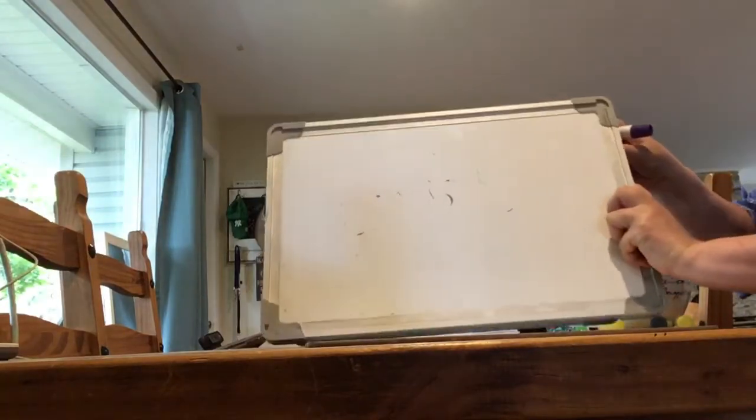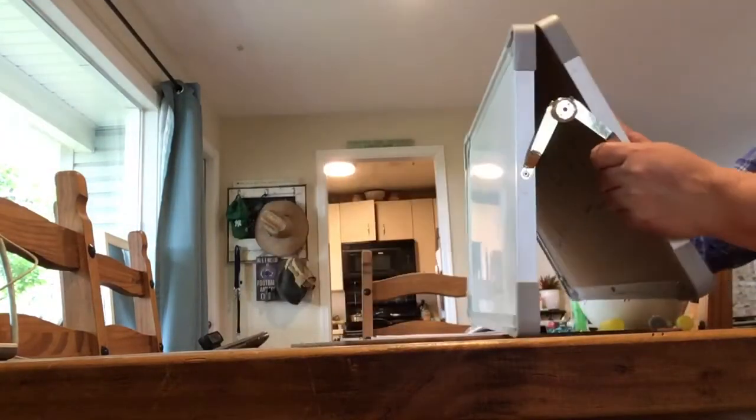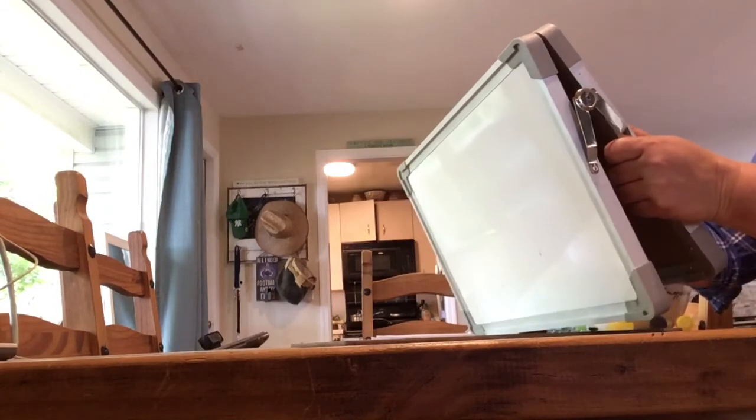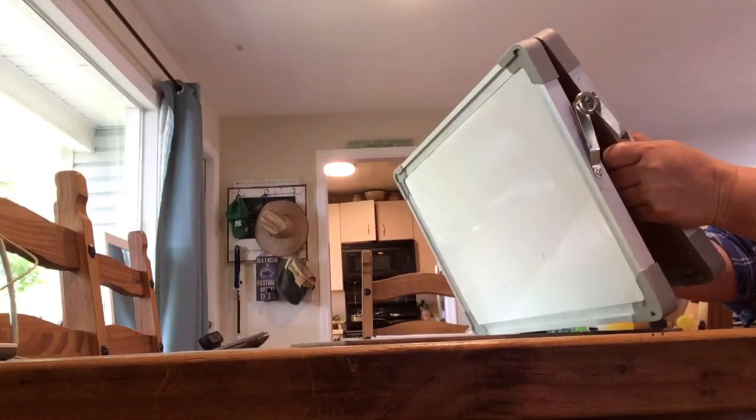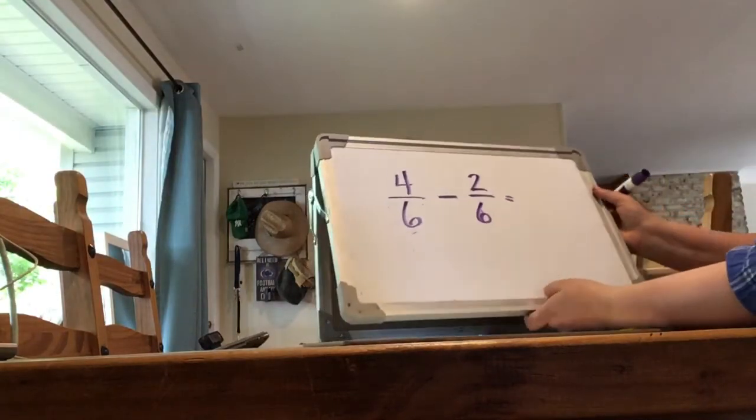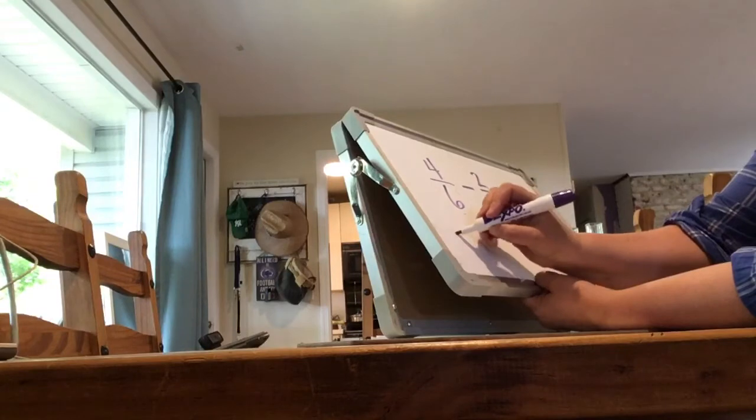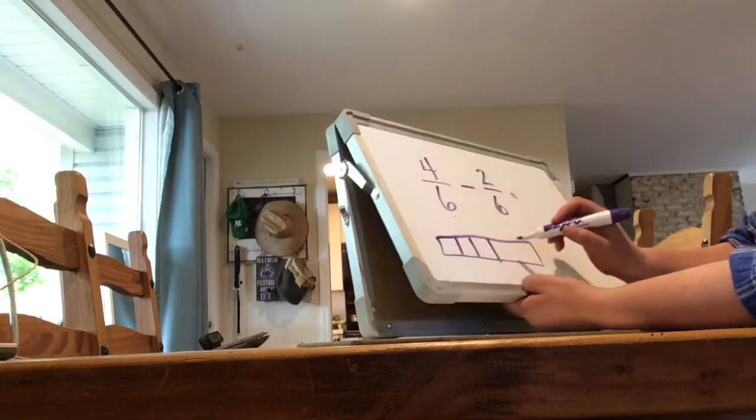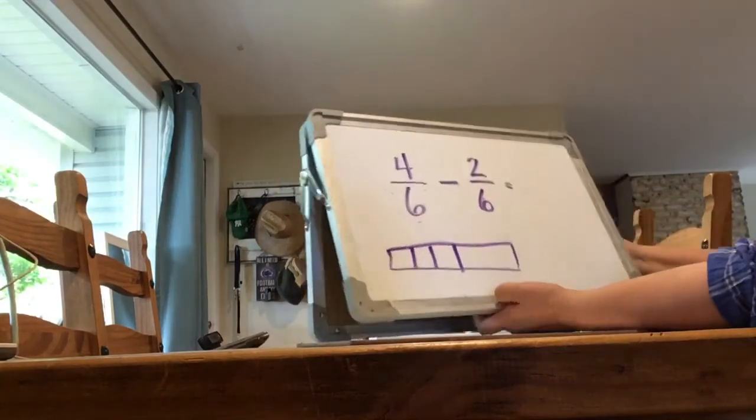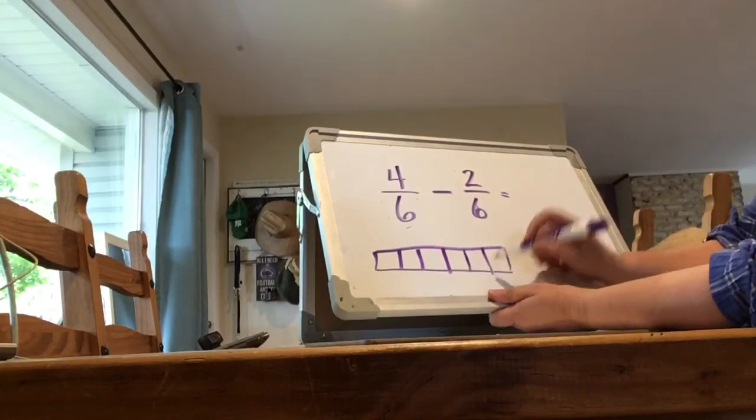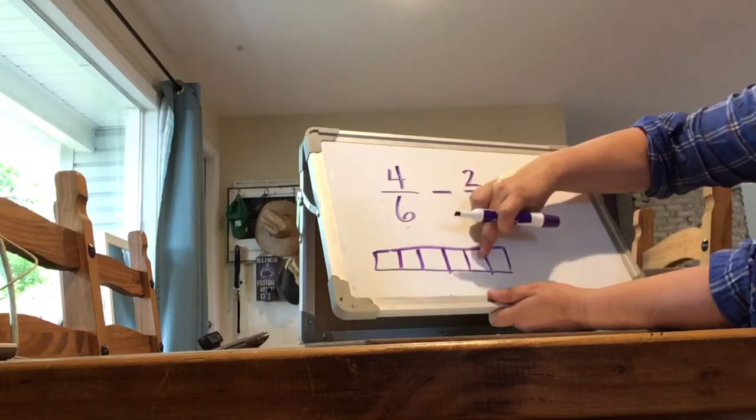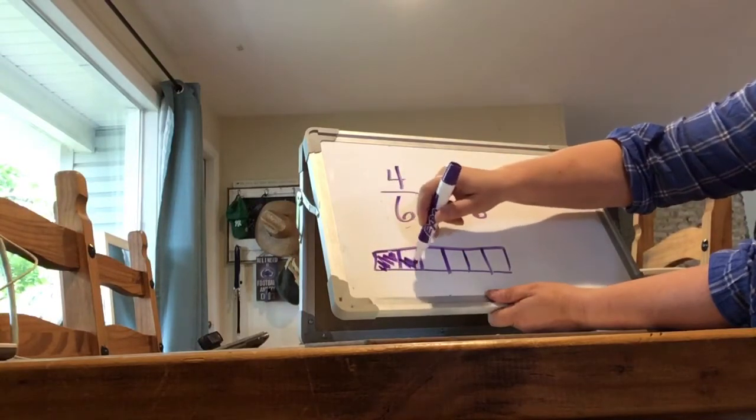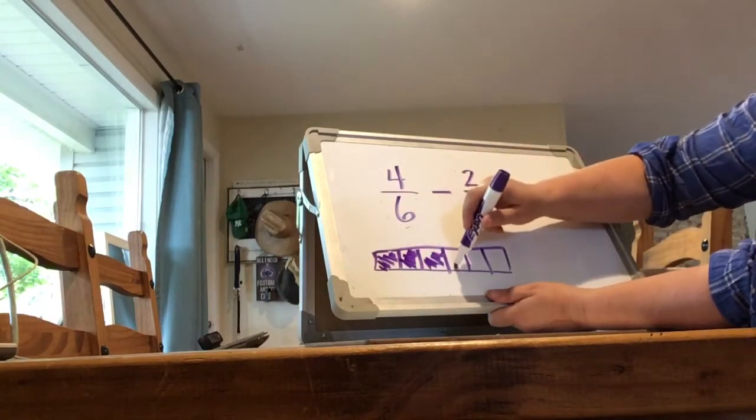Let's do a couple without the beakers, but I'm going to draw it. Let's do 4/6 minus 2/6. So you can draw it as a bar. I know the whole would be 6/6. 1/6, 2/6, 3/6, 4/6, 5/6, 6/6. We're starting with 4/6. So there's my 1/6, my 2/6, my 3/6, my 4/6.